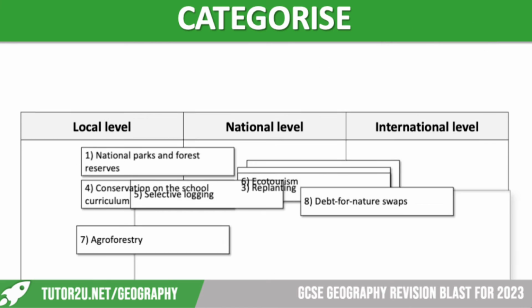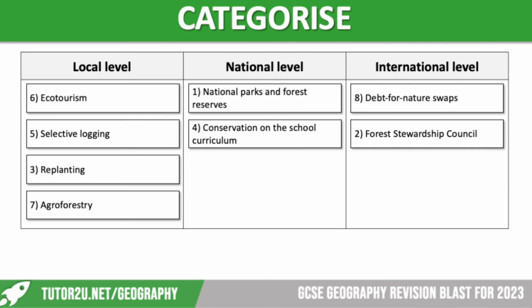Right, let's see where they go. So in terms of local level, we've got ecotourism, selective logging, replanting and agroforestry. National level, those national parks and forest reserves that can be set up as part of conservation programmes. And we've got adding conservation to the school curriculum, which is done in quite a lot of lower income countries and newly emerging economies. And at international level, we've got the debt for nature swaps between countries. And then we've got things like the Forest Stewardship Council, which would be part of one of those international agreements that we were talking about a moment ago.